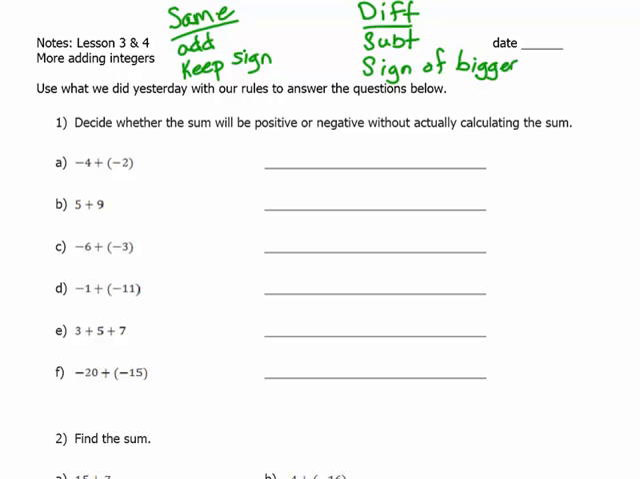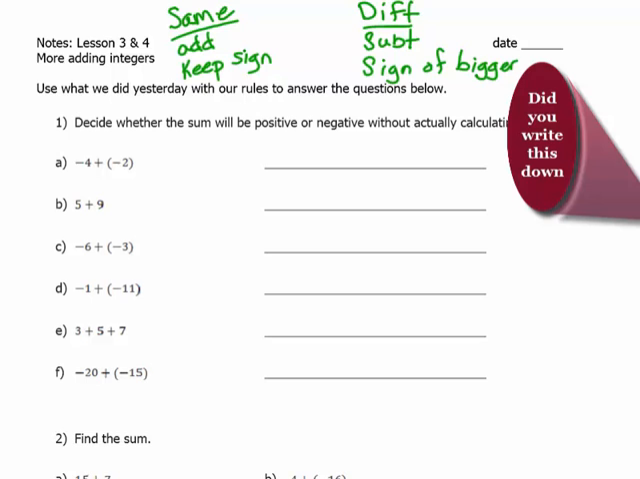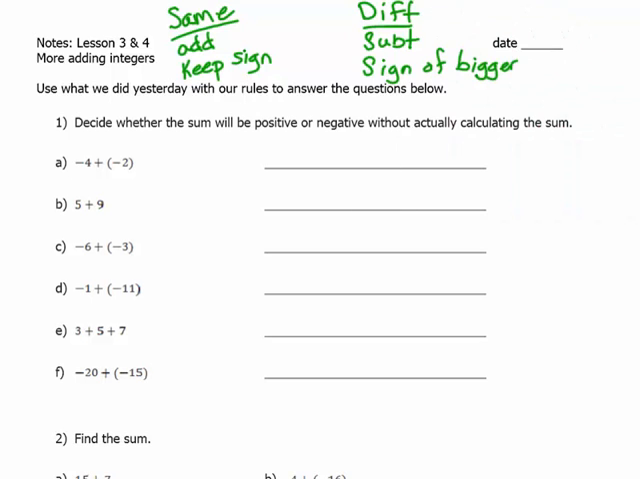Okay, so let's see what they want us to do here. Decide whether the sum will be positive or negative without actually calculating that sum. So we're going to use our rules here. You could also do counting up and counting down if you would prefer that, but let's practice our rules. I need to decide, are they the same or are they different? Here they're the same, so to get the sign of my sum, I'm going to keep it. So this would be negative.